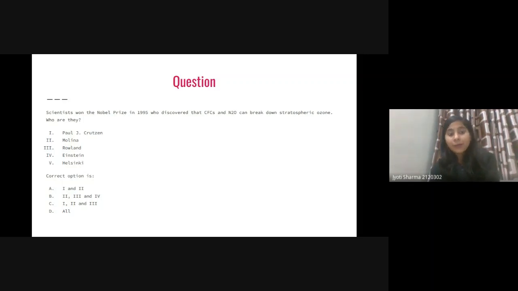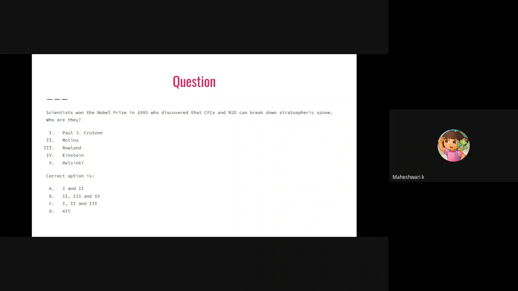Okay, because some good people studied this ozone hole. They talked about the mechanism by which ozone has been depleted, and because of that, they got the Nobel Prize. So you have to tell me the names of those scientists. There were three scientists who got the Nobel Prize, who discovered that CFCs and N2O can break down stratospheric ozone. Who were they?